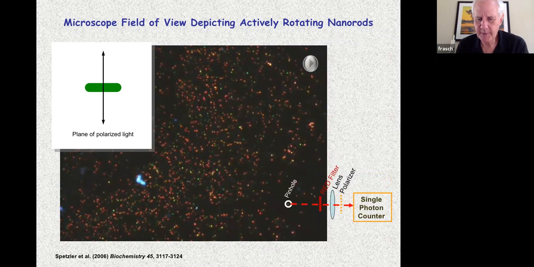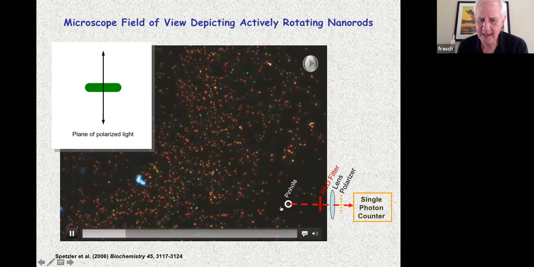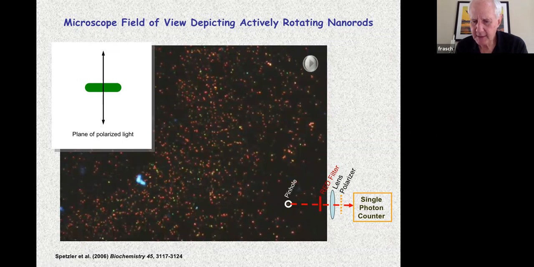We line that up with a pinhole in the microscope, and we feed the light so that it only captures the light from that one nanorod, goes through a red filter that will only allow the red to proceed, not the green, then a lens that focuses it onto the single photon counter, and it goes through a polarizing lens. That's because we realized that the light being scattered off the nanorod is polarized.